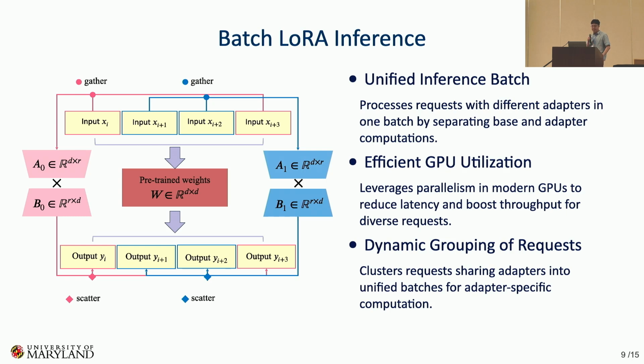Inference efficiency is another major problem. EdgeLoRA introduced a clever batch strategy. It decomposes the batch into two parts. The first is base model computation, and the other is adapter-specific computation. Requests with different adapters still share the base model batch, while the adapter computation can be grouped together separately. This dramatically improves throughput and device utilization, even under very heavy and diverse workloads.